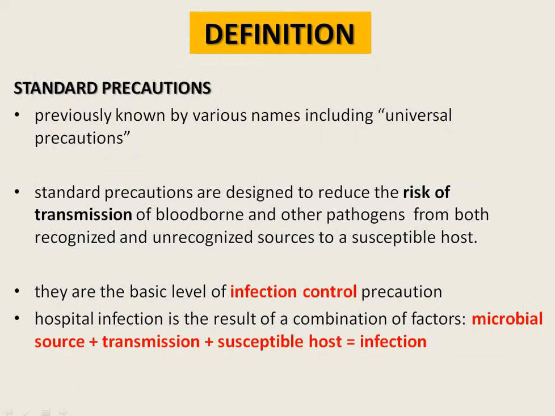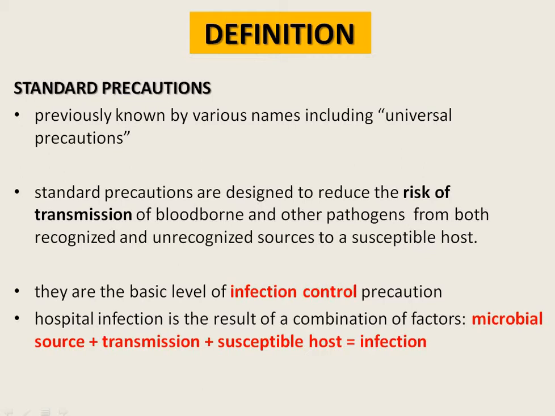So what are the various ways by which we can treat them, and what are the standard precautions? Previously, this was known as universal precautions or universal safety precautions. But now we are calling it standard precautions, which are designed to reduce the risk of transmission of bloodborne and other pathogens from both recognized and unrecognized sources to a susceptible host.